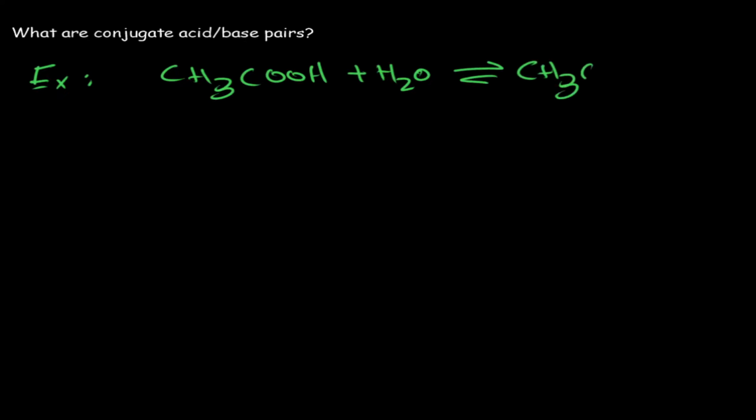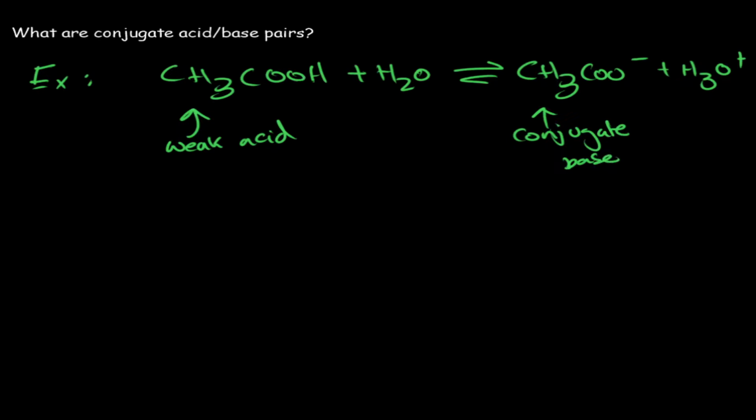So next, let's look at a conjugate acid-base pair. Let's look at an example. So we have acetic acid reacting with water, and this will create acetate and a hydronium ion. So acetic acid would be considered our weak acid, and acetate would be considered the conjugate base.